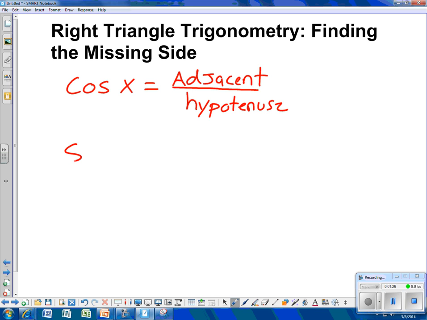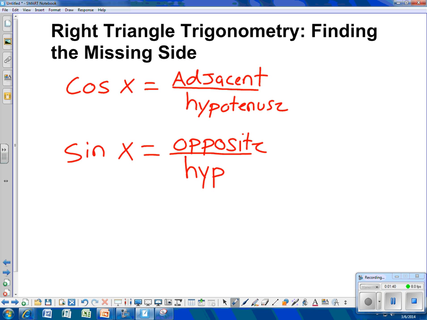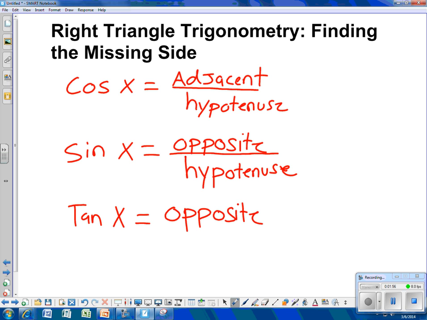Next we have sine. Remember it's abbreviated SIN. Sine of an angle, x, is always the opposite side over the hypotenuse. And last, the tangent of an angle is always the opposite side over the adjacent. Now remember, these all are referring to right triangles.